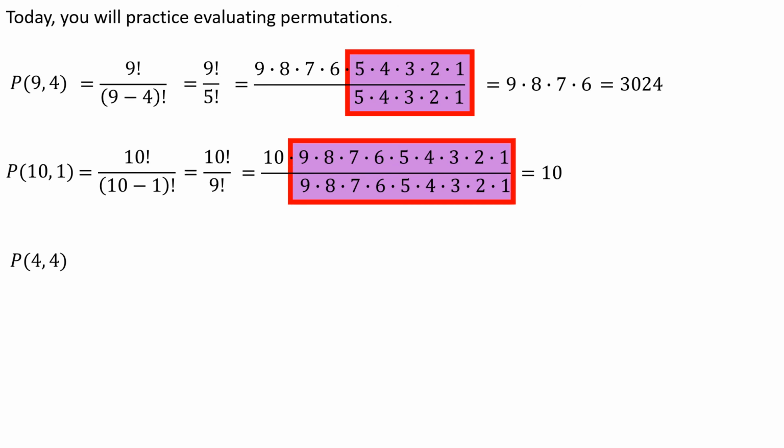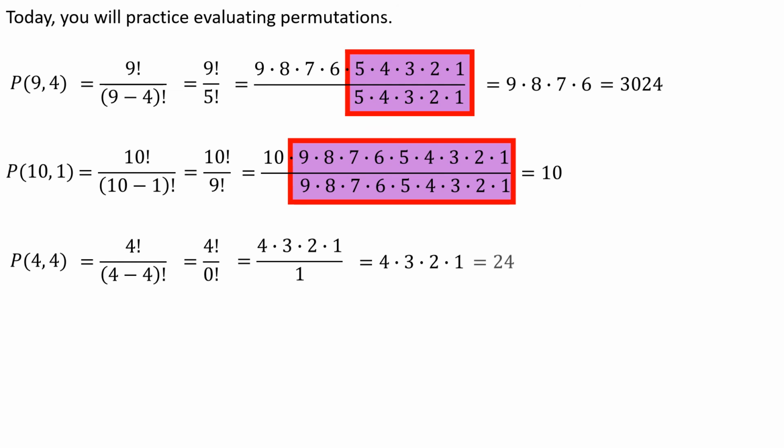What if there's 4 things, and I want to take all 4 of them? Aha! We finally encounter our friend 0 factorial. Right? This is why mathematicians have defined 0 factorial to be the number 1. So if there's 4 objects, and I want to take all 4 of them, there's 24 ways of doing it, right? That's just 4 factorial. Because I'm not leaving anybody out of the group.